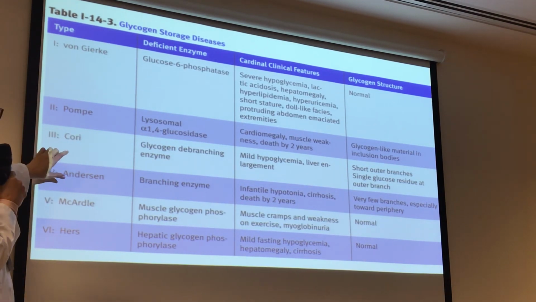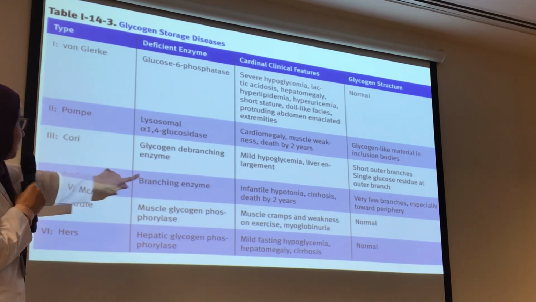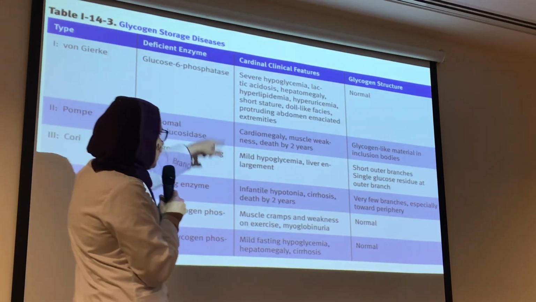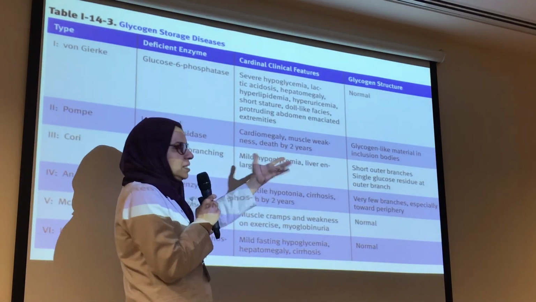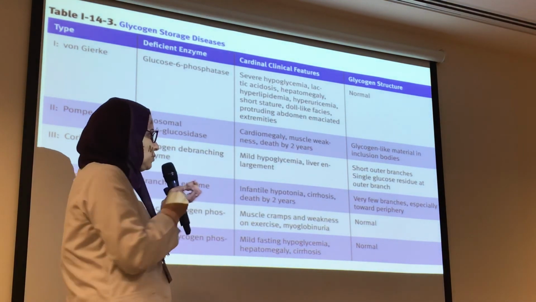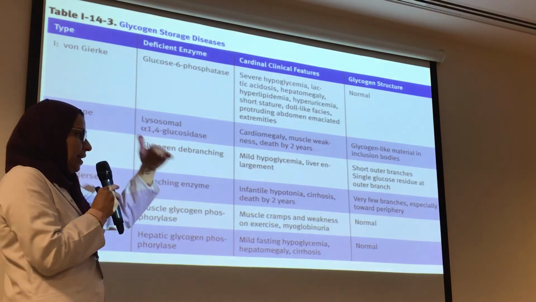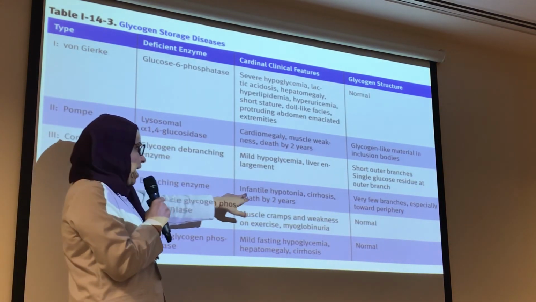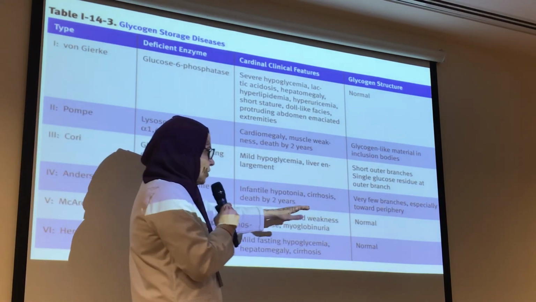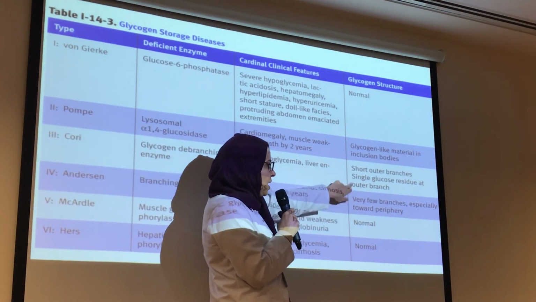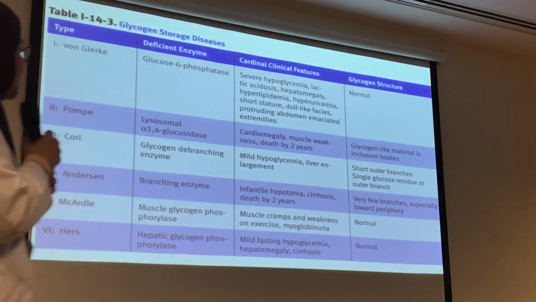So we said the branching enzyme is deficient in Anderson, so A, B, C, D. What are the clinical manifestations? In Cori disease, we have mild hypoglycemia, so it's not really going to affect the blood sugar, but they have liver enlargement because we cannot cut that glucose. There are other clinical manifestations here, but for our course, just remember the difference in the abnormality in the glycogen structure.